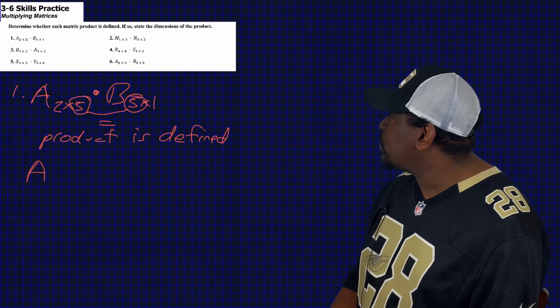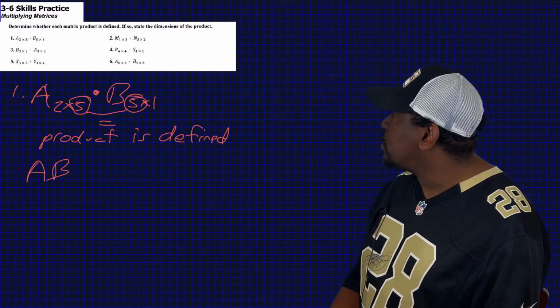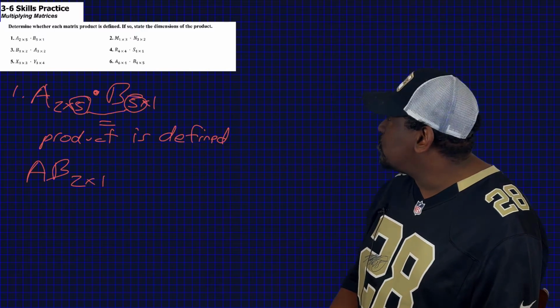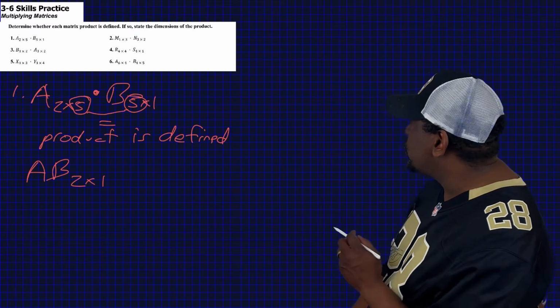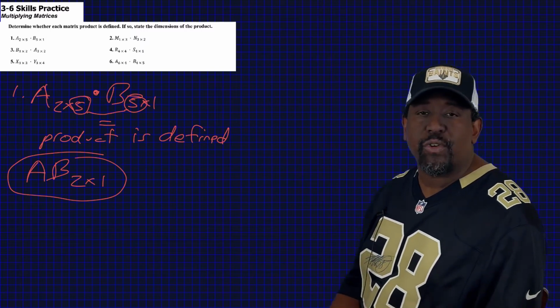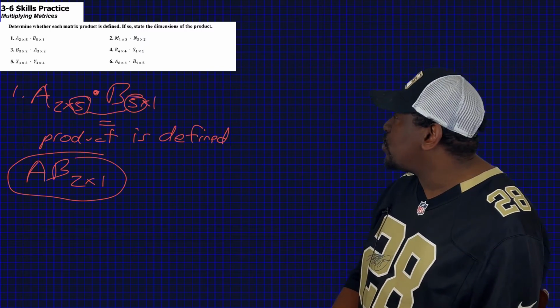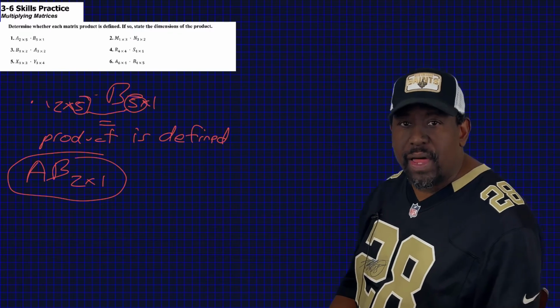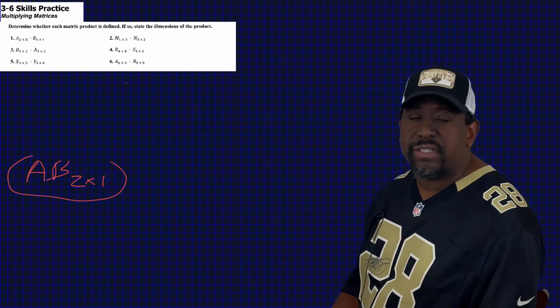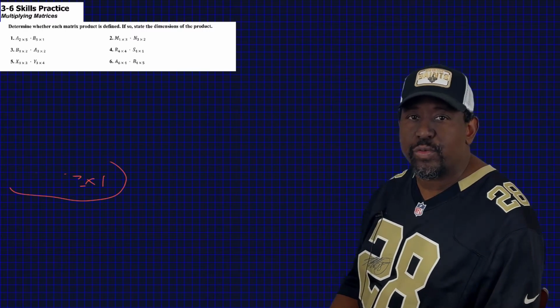At this point, we want to determine the dimensions of the product AB. The product will have the outer dimensions, which you can see are 2 and 1. So the product will be 2 by 1. The inner terms determine if we can multiply. The outer terms determine the dimensions of the product. That's the rule we want to use. So we're done with number 1. Now we'll go on to another one.